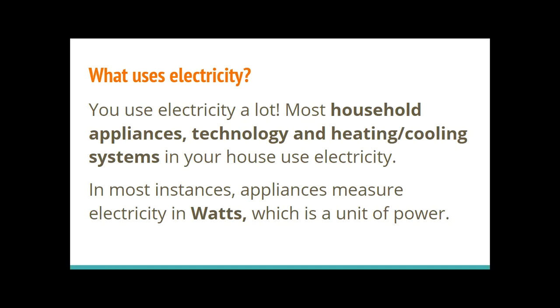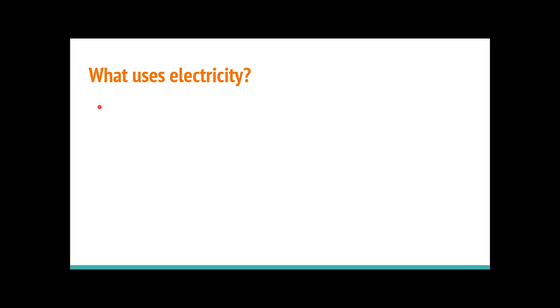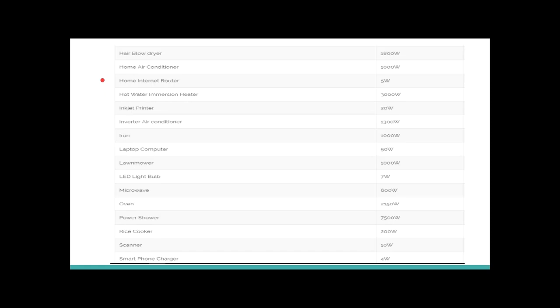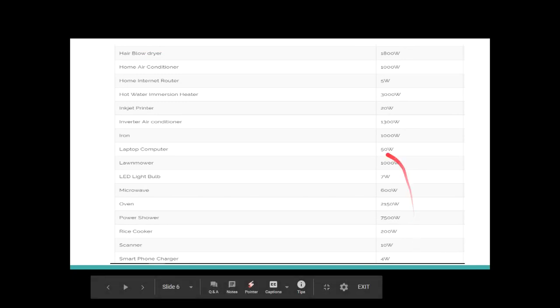Most household appliances, technology, and heating and cooling systems in your house use electricity. In most instances, appliances measure electricity in watts, which is a unit of power. So some examples of things that use electricity are usually recorded in watts.